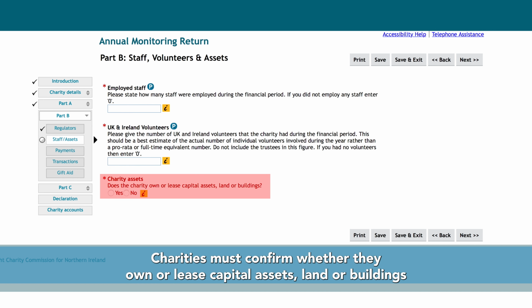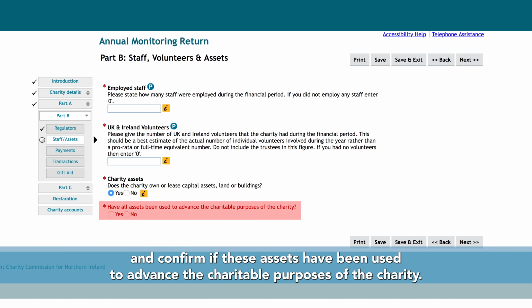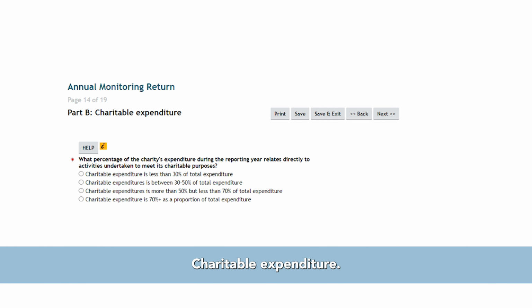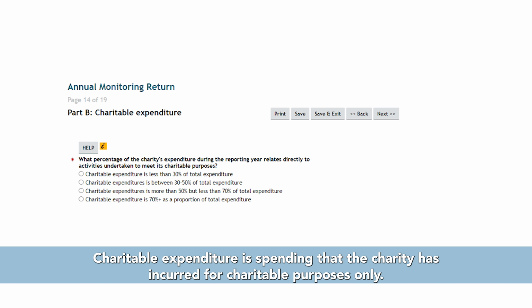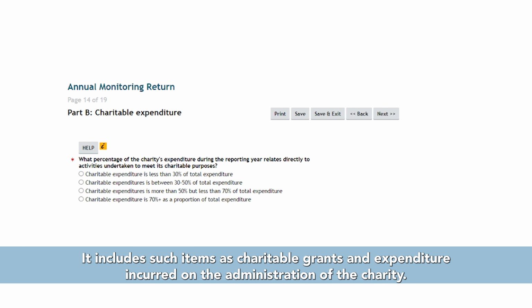Charities must confirm whether they own or lease capital assets, land or buildings, and confirm if these assets have been used to advance the charitable purposes of the charity. Charitable expenditure. Charitable expenditure is spending that the charity has incurred for charitable purposes only. It includes such items as charitable grants and expenditure incurred on the administration of the charity.